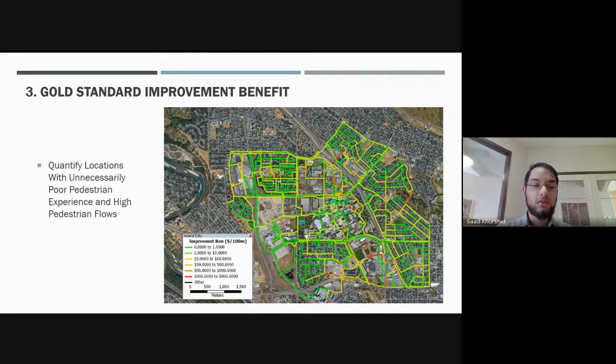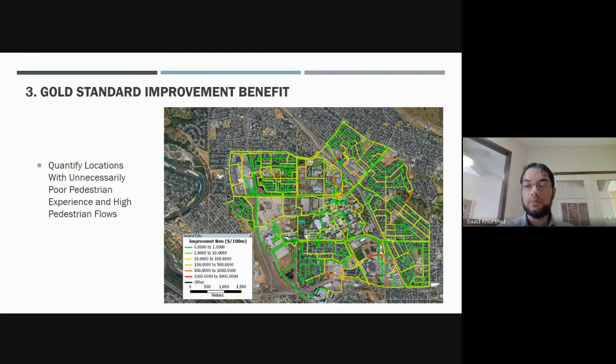Now, in order to deal with this issue, we came up with another parameter we call gold standard improvement benefit. The gold standard improvement benefit is the utility increase potential multiplied by the pedestrian flows, providing a value in dollars per 100 meters per day. This tells us that if I improve a path to the gold standard, how much societal benefit will I gain per 100 meters of path distance if the pedestrian flows do not change? This map would be useful in prioritizing investments by focusing on areas with high gold standard improvement benefits, as they will provide the most benefits for the same amount of length.